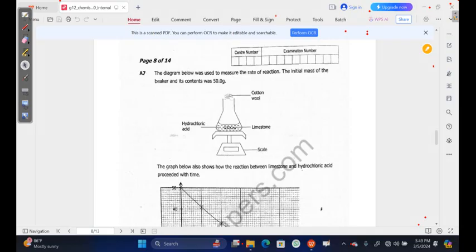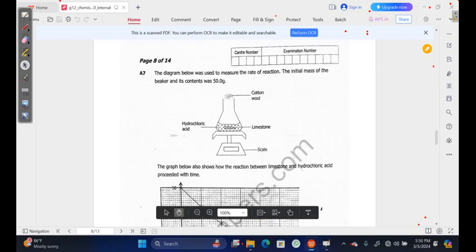Okay, in this tutorial, we are going to solve question 7 for the 2020 chemistry final exam. The question reads, the diagram below was used to measure the rate of reaction. The initial mass of the beaker and its content was 50 gram. So the picture here is illustrating what the statement is saying, where the beaker and everything inside it is equal to a mass of 50 grams.